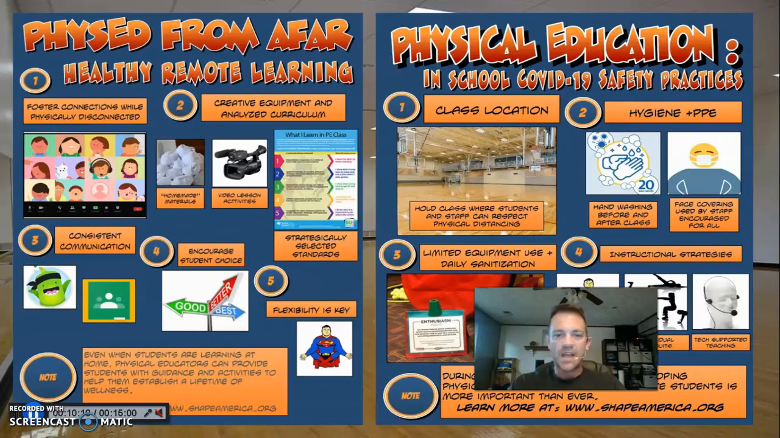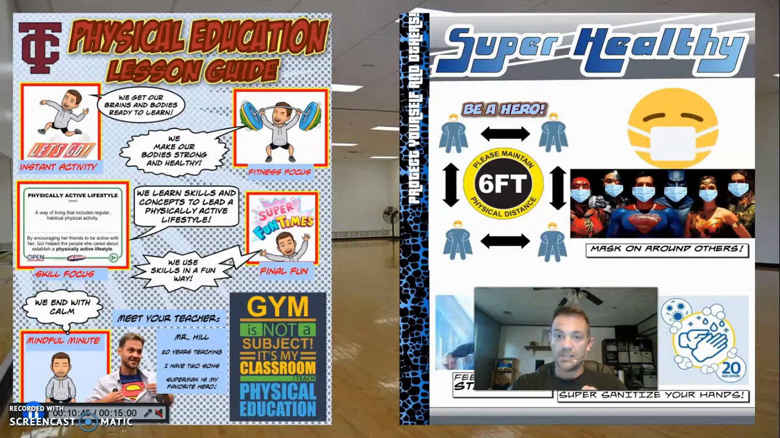Some different posters I have around my gym, both virtually and face to face. I made some advocacy posters. I want to help my families and my students understand what PE now is going to look like virtually. So here's their step. Here's what it's going to be. I've used these SHAPE America guidelines to help create these. All of these have been created on that app, Comic Life. Warning, it is a little addictive.